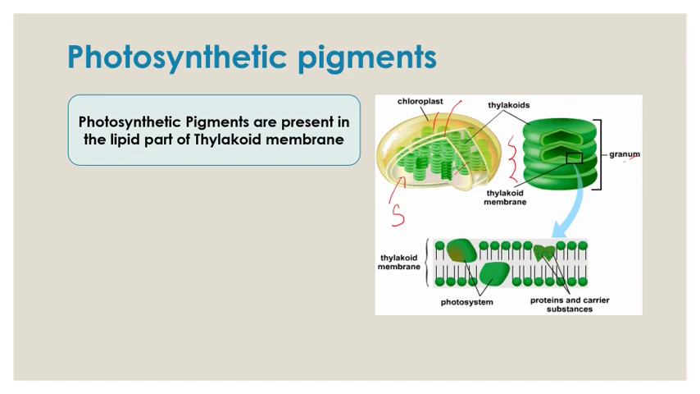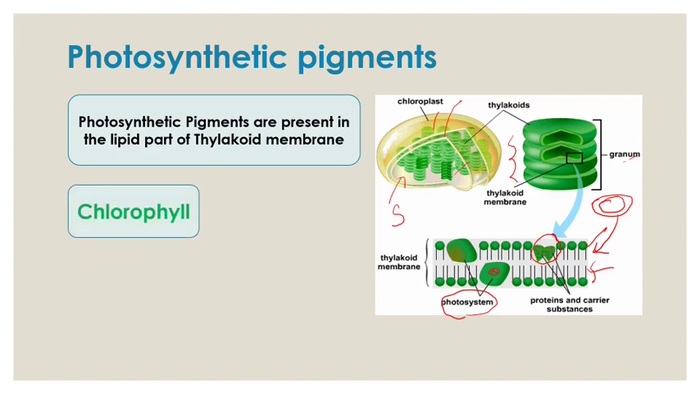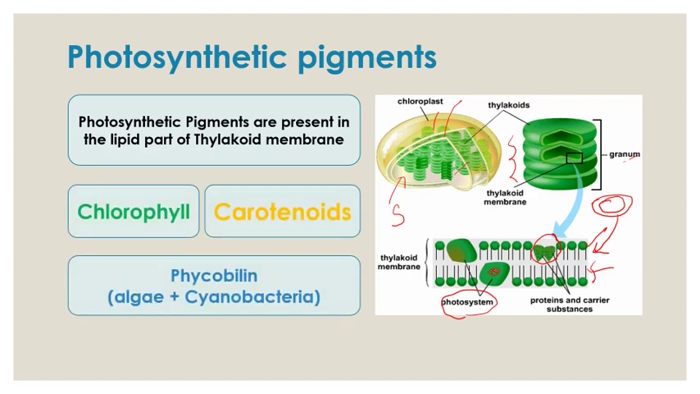Each thylakoid wall is made up of a double-walled membrane. This double-walled membrane is made up of two layers of phospholipid, each having heads and tails. Heads are facing outward, tails are inside because they are hydrophobic tails. In between, there are embedded proteins, carrier substances, and photosystems. Inside these photosystems, what are present? The photosynthetic pigments are present, which are of three types: chlorophyll pigments, carotenoid pigments, and phycobilin.